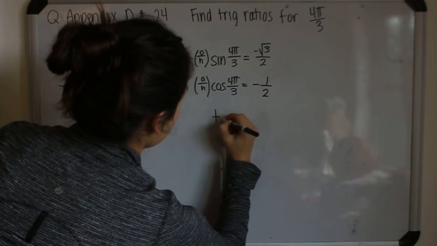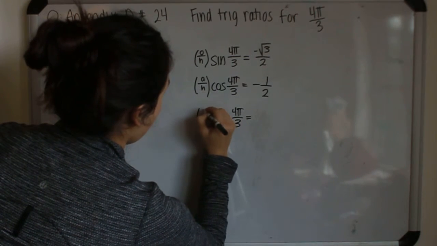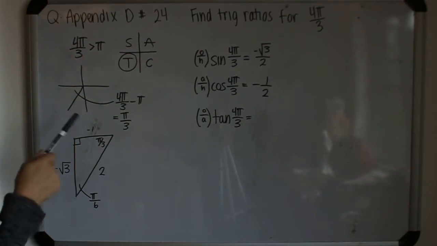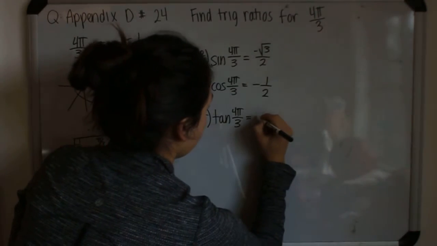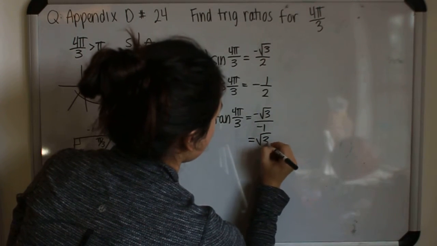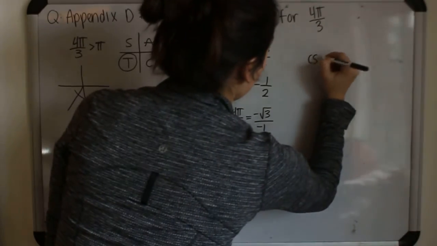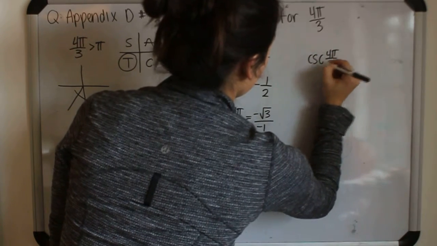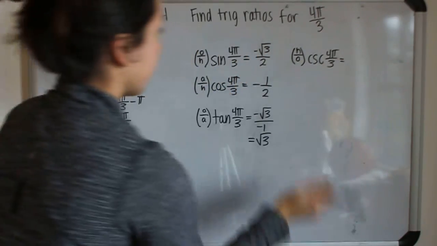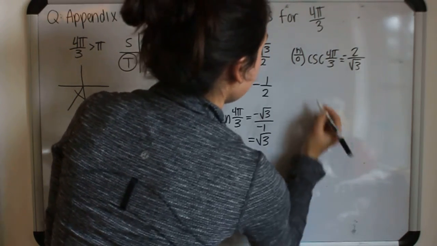And we'll go on to tan 4 pi over 3 is opposite over adjacent, which will give us -√3 over -1, which is also just positive √3. So now we'll go on to cosecant of 4 pi over 3, which is hypotenuse over the opposite side, and that's just going to be the reciprocal of this, so 2 over √3, and this is a negative.